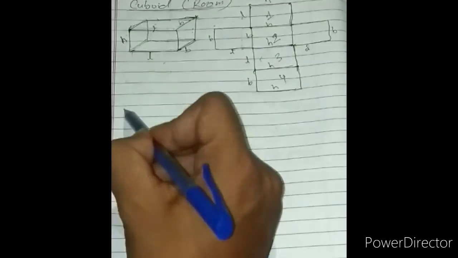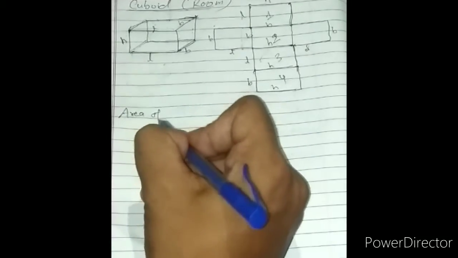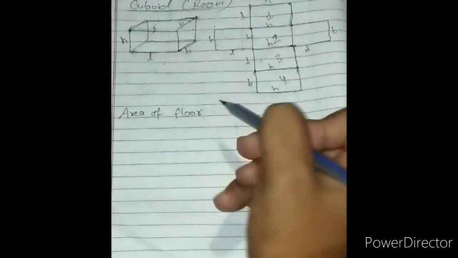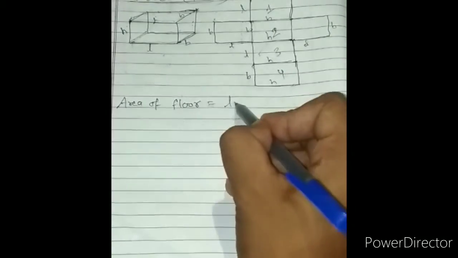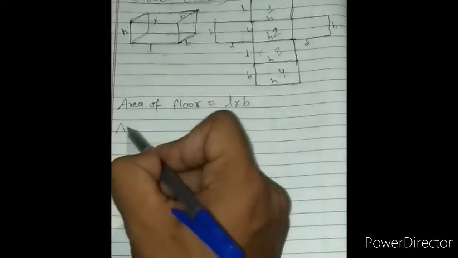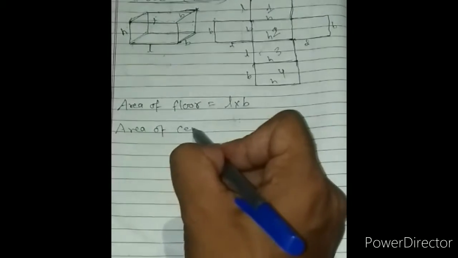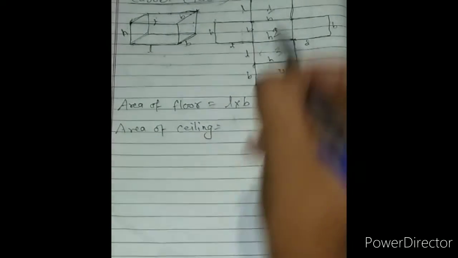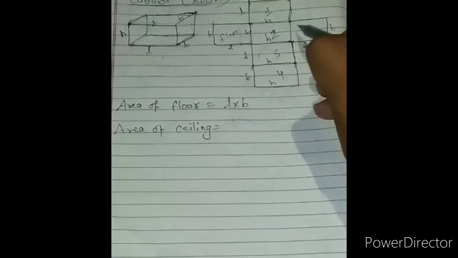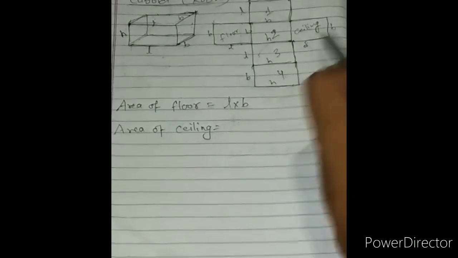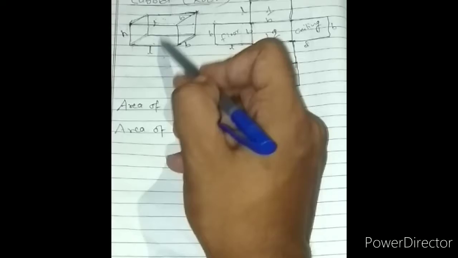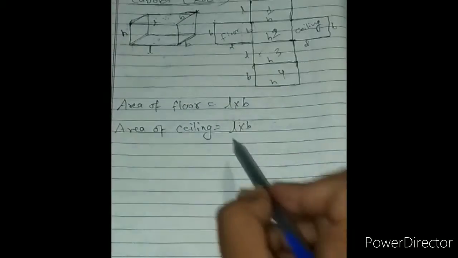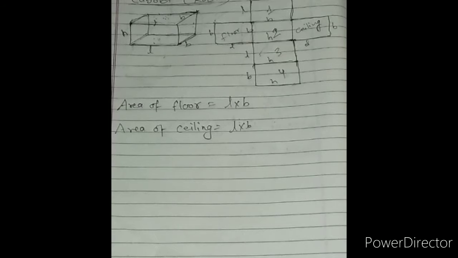Now area of floor. What will be the formula of area of floor? This is the floor, then length into breadth. Similarly, area of ceiling. This is the floor and this is the ceiling. This is also length into breadth, because floor and ceiling are congruent. That is why the formula is the same, and its area will also be the same.